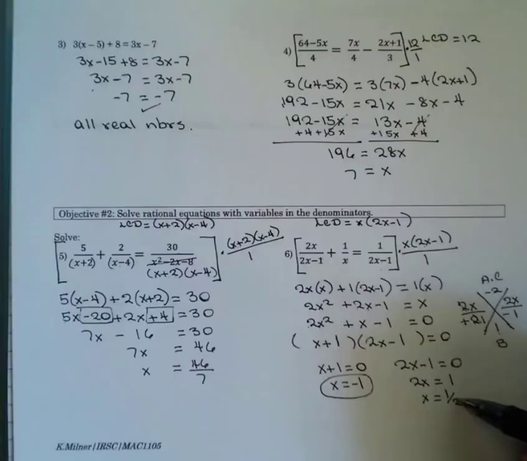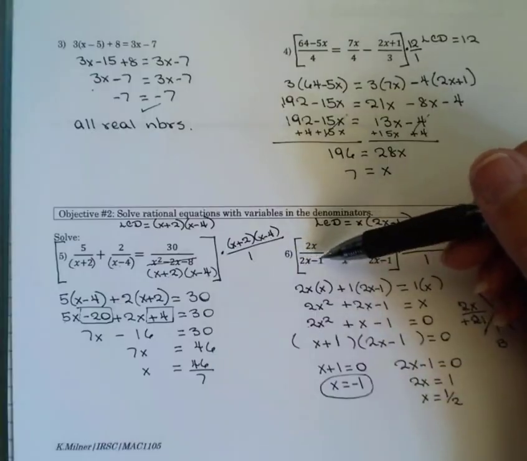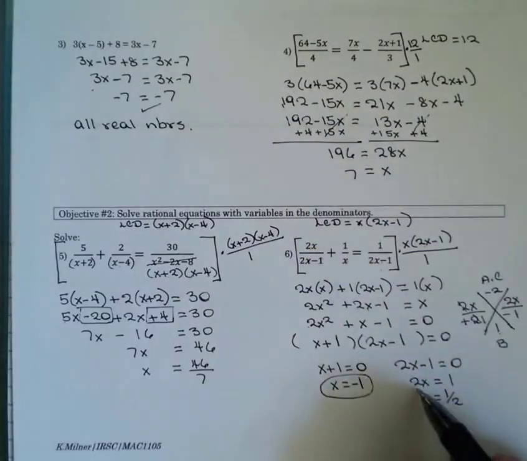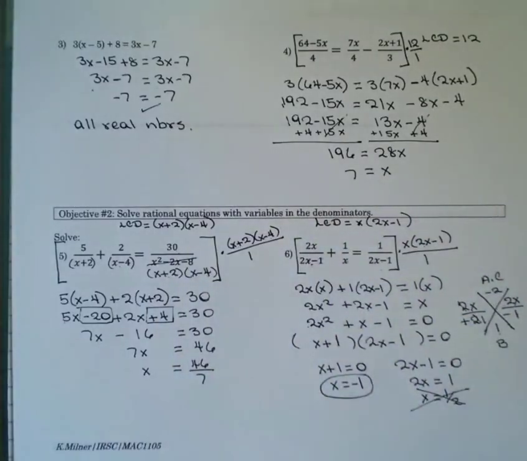What happens if x is 1/2? Well, if x is 1/2, 2 times 1/2 is 1. 1 minus 1 is 0. This one, as soon as I found the first division by 0, I realize it cannot be a solution, and I cross it out.